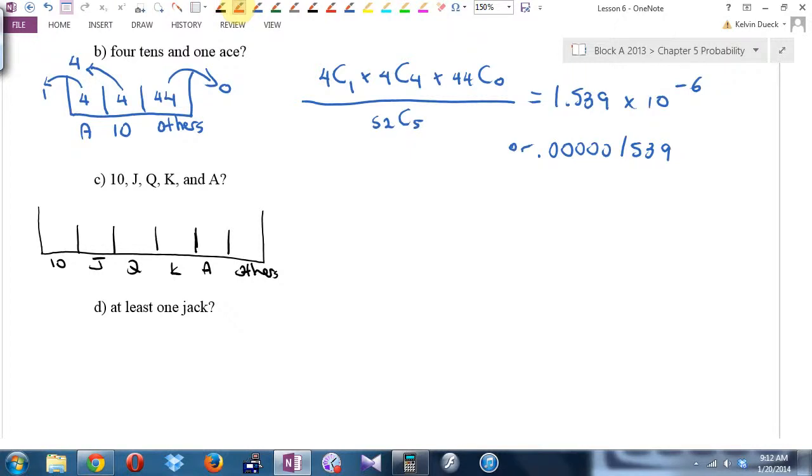How many tens are there in the deck? How many jacks? 4, 4, 4, 4. How many others? 52 take away what? 52 take away 20, which I would argue I can do in my head. 32, yeah?